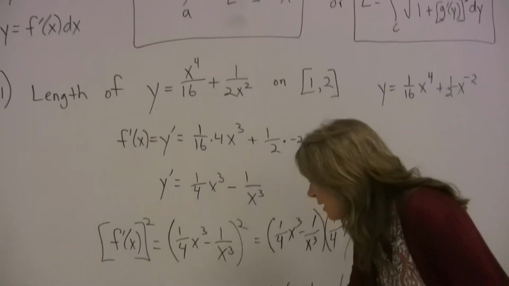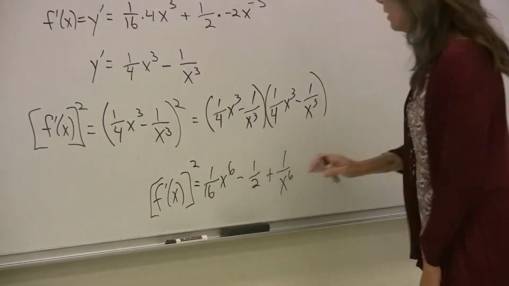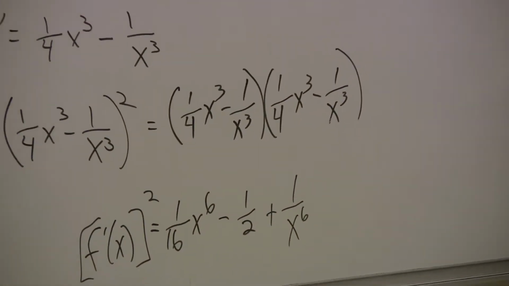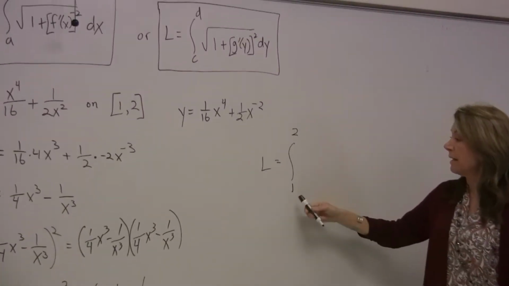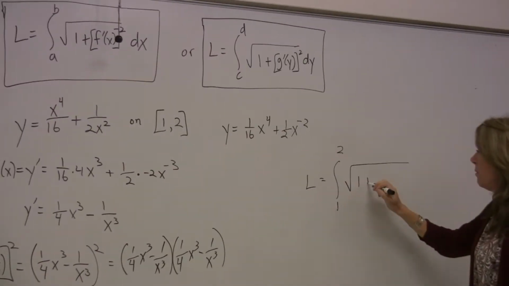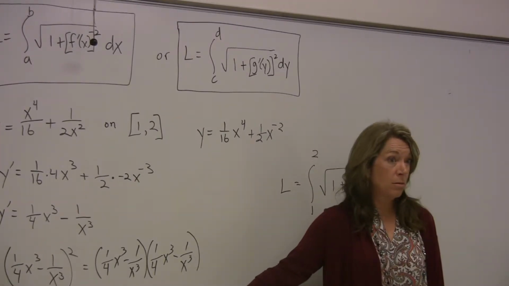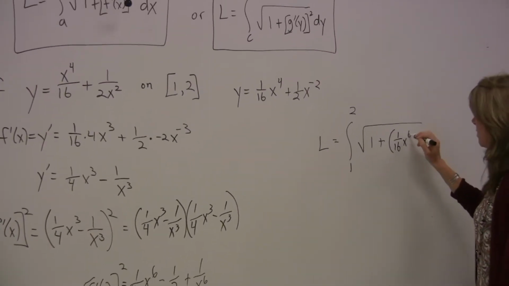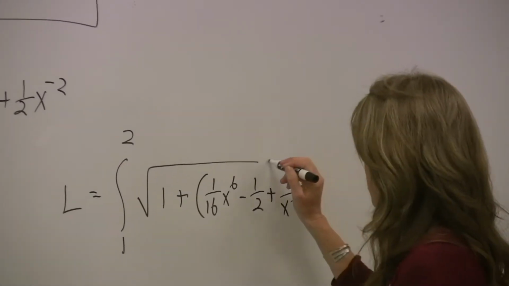This is all just organization so I can figure out the arc length. There's my derivative squared. Okay, now I'm going to find the arc length. Since everything's in terms of x, we'll go ahead and leave it in terms of x. The x interval was from 1 to 2. I have 1 plus my derivative squared, which was this guy that we just found. I'm going to put that whole thing in there: 1/16 x to the 6 minus 1/2 plus 1 over x to the 6, dx.